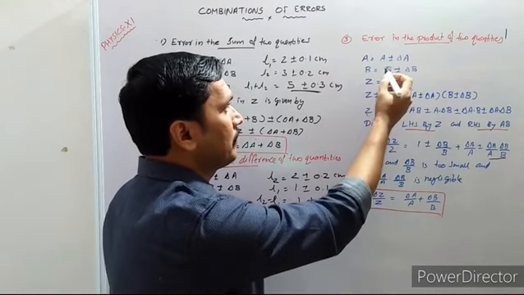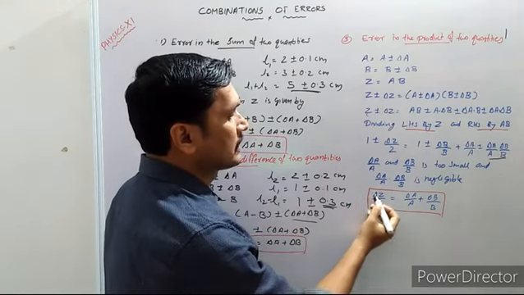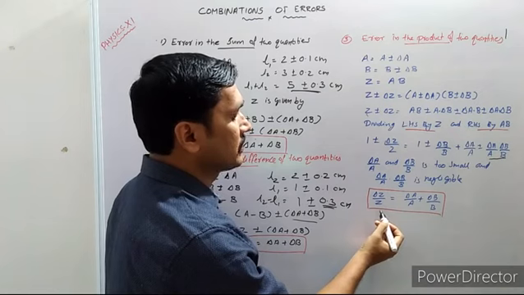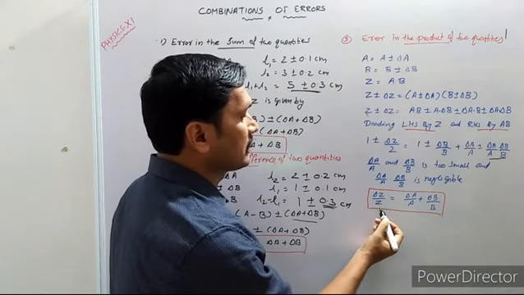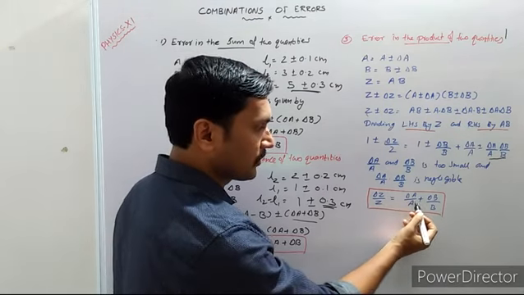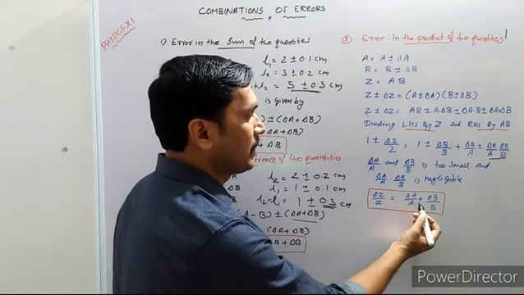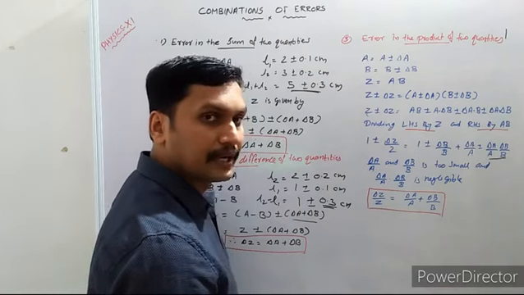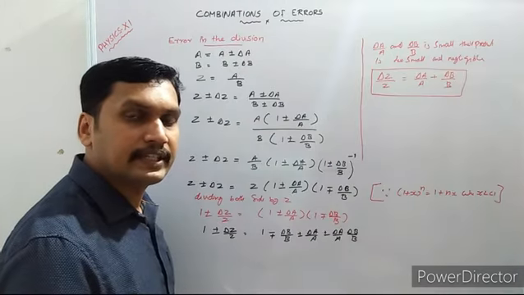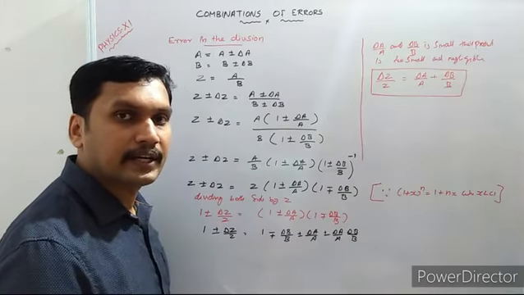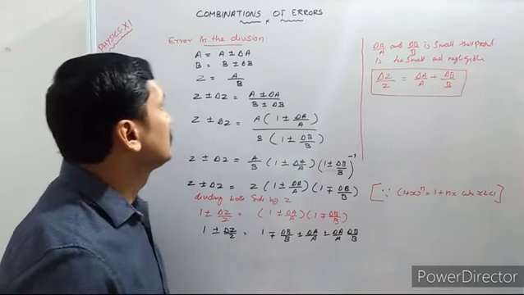That is, if you are multiplying a and b, the maximum possible error in the result, the relative error in the result, is the sum of the relative errors in the measured quantities, delta a by a plus delta b by b. That's the final result. Now let us see what is the error in the division or quotient.